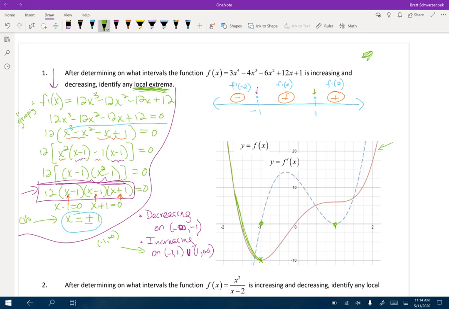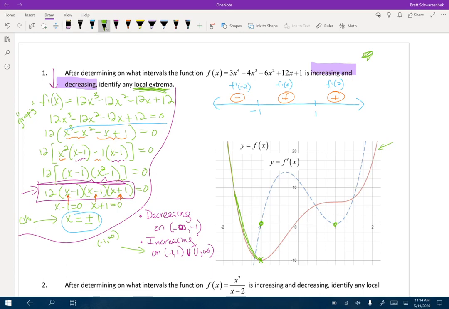Okay, so note, we have identified some of the answer. We have identified where this is increasing and decreasing. So that's the first step, so to speak. The second step is not a whole lot of work. It's just analyzing our graph again to determine where the local extrema are. That's the key.